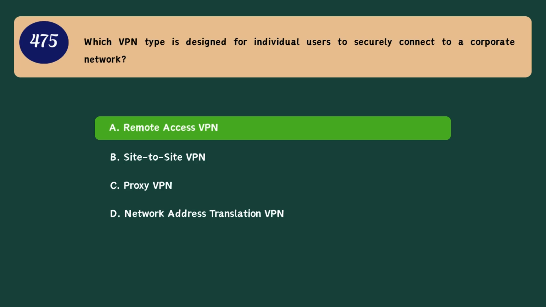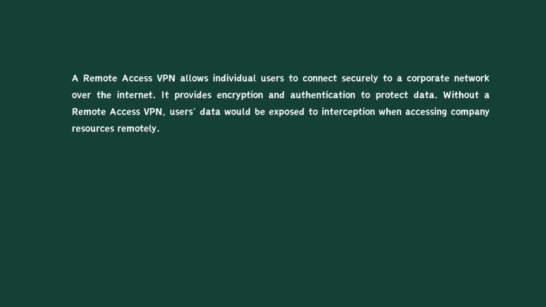Correct answer. A. Remote access VPN. A remote access VPN allows individual users to connect securely to a corporate network over the Internet. It provides encryption and authentication to protect data. Without a remote access VPN, users' data would be exposed to interception when accessing company resources remotely.